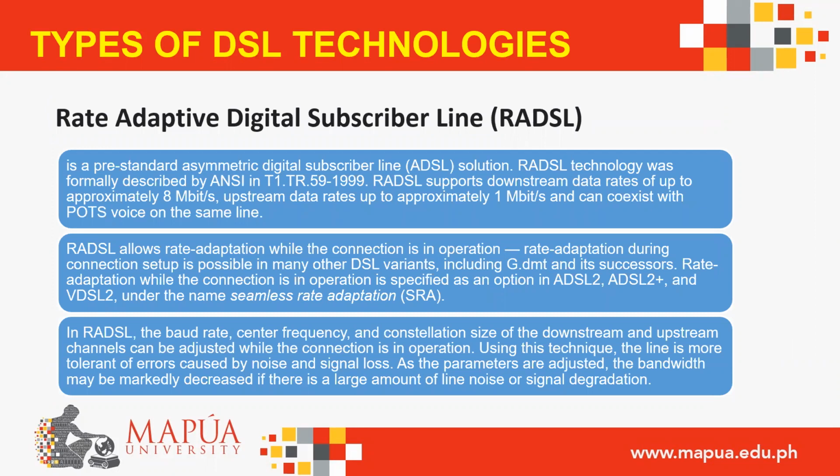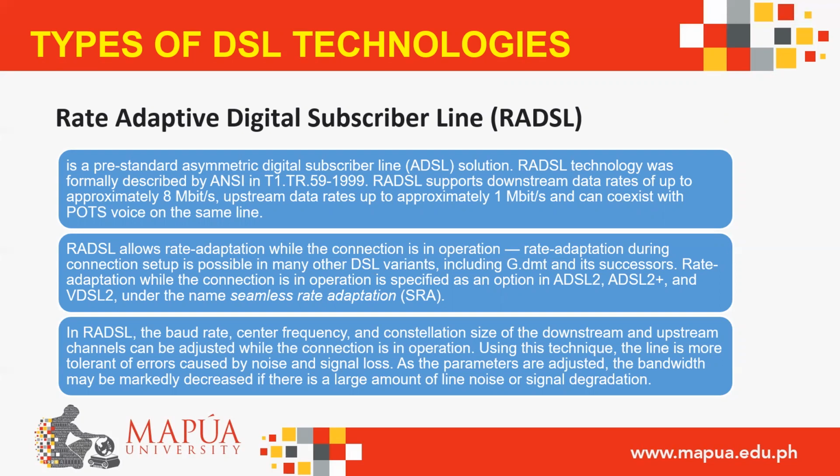Next, number one type of DSL technology is Rate Adaptive Digital Subscriber Line, or RADSL. RADSL is a pre-standard asymmetric digital subscriber line solution. RADSL technology was formerly described by ANSI in T1 TR 59 in 1999. RADSL supports downstream data rates up to approximately 8 Mbit/s, upstream data rates of approximately 1 Mbit/s, and coexists with POTS voice on the same line.